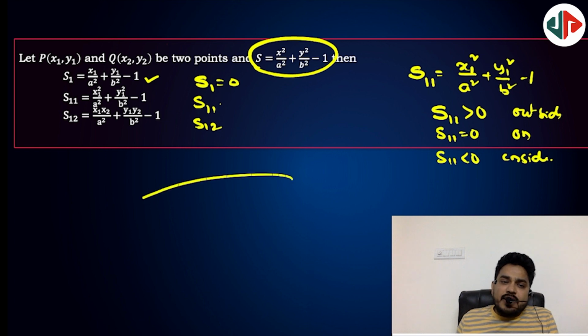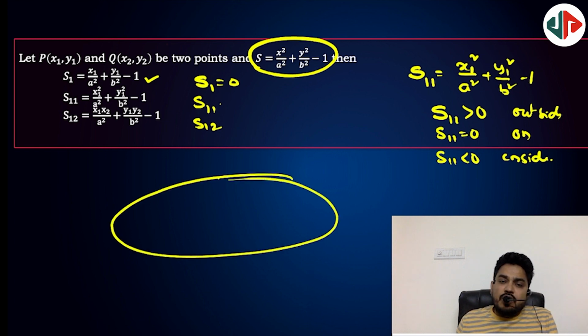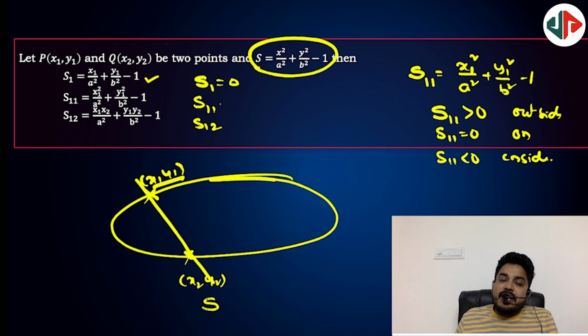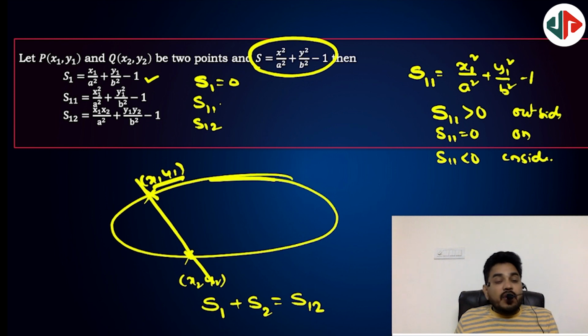And here what are the important things we need to talk about? If this is x1, y1, and somewhere here x2, y2 is there. What is the chord joining x1, y1 and x2, y2? It will be S1 plus S2 is equal to S12. So these notations are needed.